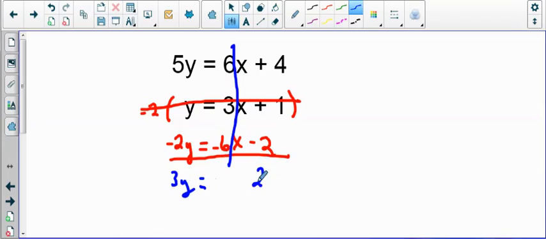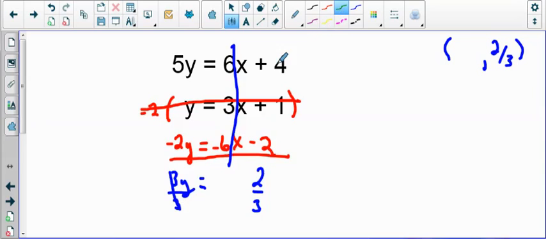Now, to get y by itself, all I need to do is divide 3 out of both terms. These cancel, and y is equal to 2/3. So there's one of my two values. There's my y value, which is 2/3. Now I need to plug that 2/3 into either, any of these three equations will work. The first one, the second one, or the third one. Of course, the third one and the second one are the same. They're just different versions of the same thing.